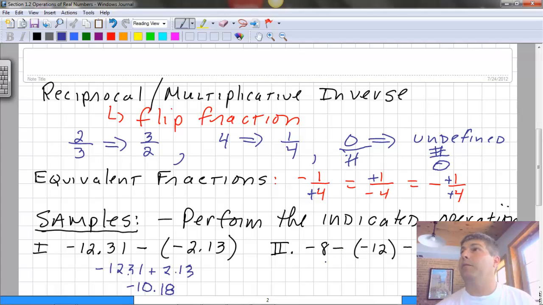One that might be a little bit easier here. A little easier arithmetic, no decimals for me. -8 minus a -12 minus the quantity 2 minus 6. So -8 minus a -12 is plus 12, minus the quantity 2 minus 6 is, well, that's negative 4, still in parentheses. So negative 8 plus 12 plus 4. 12 plus 4 is 16 minus 8, and our solution is 8.